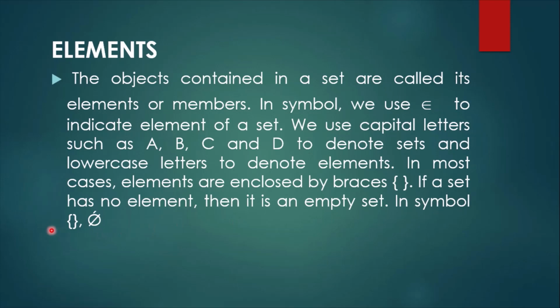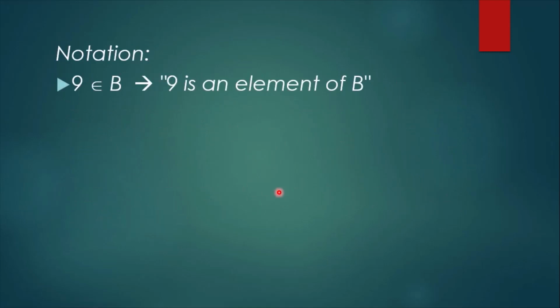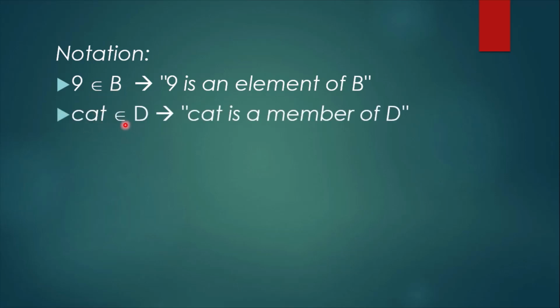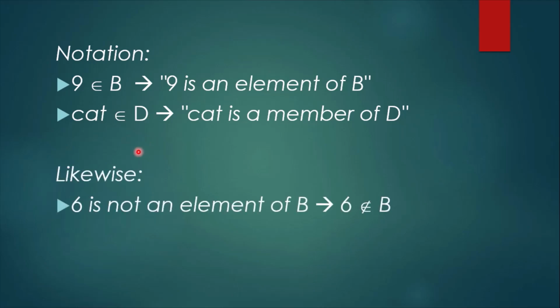Okay? And we use this symbol, the braces itself, and this symbol to indicate that a set is an empty set or null set. Now, denotation, let's say for example 9, the symbol B. This means that 9 is an element of B. Also, cat, use the symbol D, meaning cat is an element of D, or cat is a member of set D. Likewise, if you want to indicate an element which is not really an element of a given set, then we use this symbol.